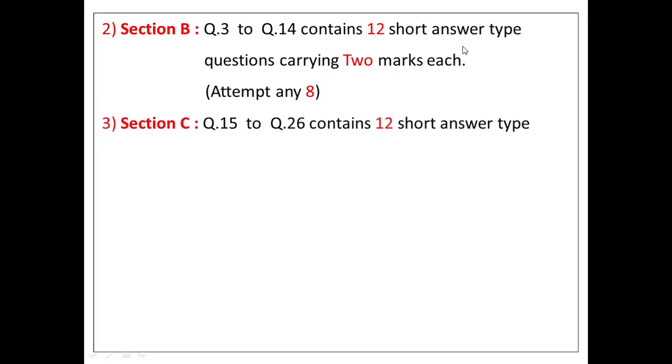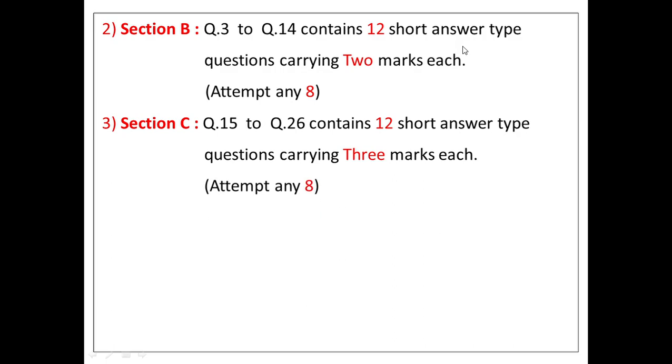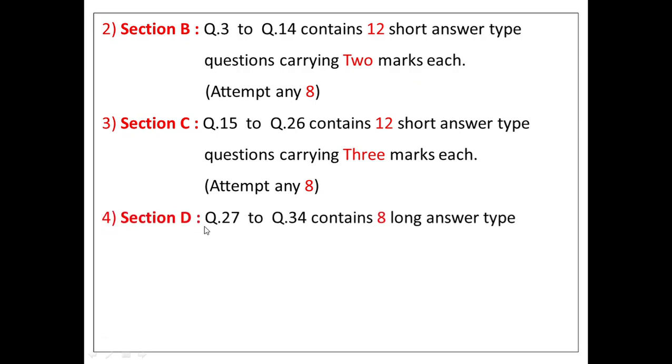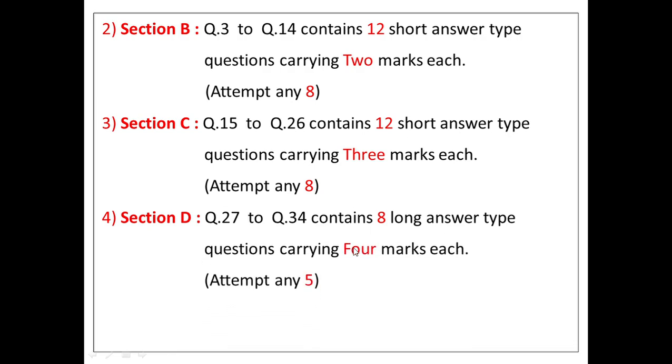Now section C having question number 15 to question number 26 contains 12 short answer type questions carrying 3 marks each, and you have to attempt any 8. See student, from 12 you have to attempt any 8. Section D is having question number 27 to question number 34. It contains 8 long answer type questions carrying 4 marks each, and you have to attempt any 5. So from 8 you have to attempt any 5.